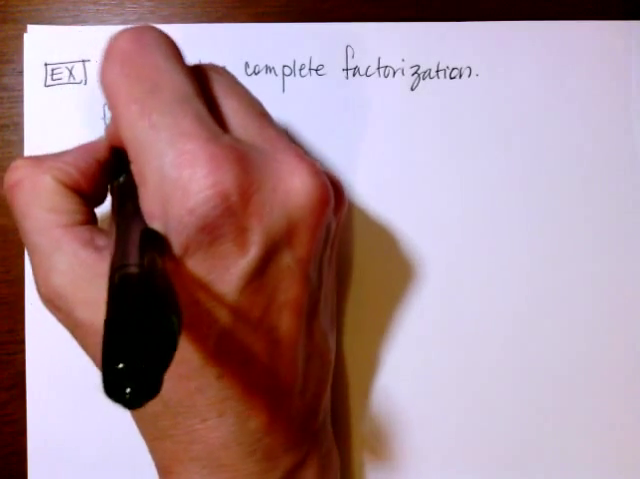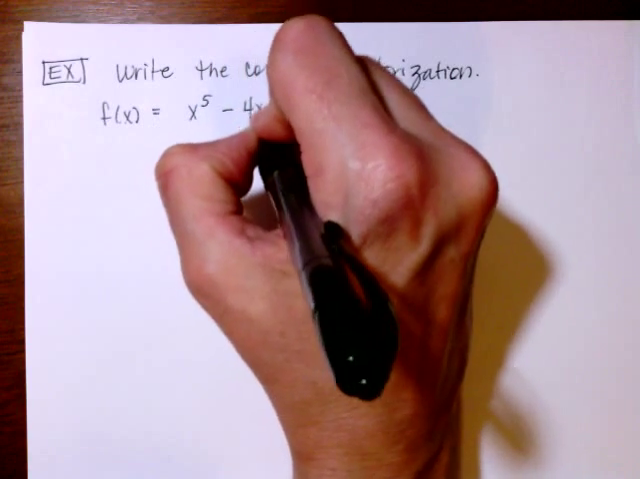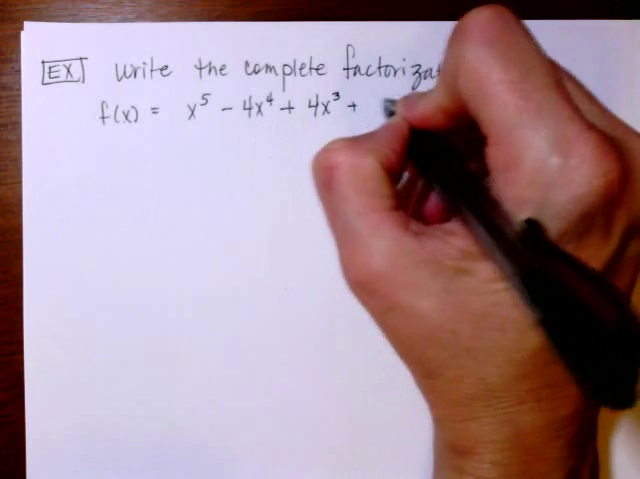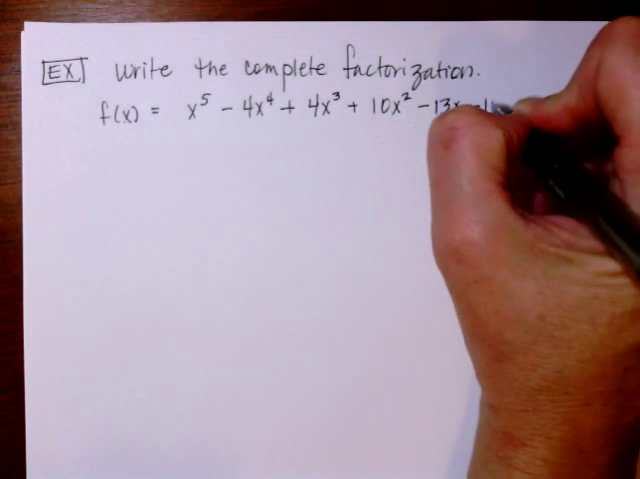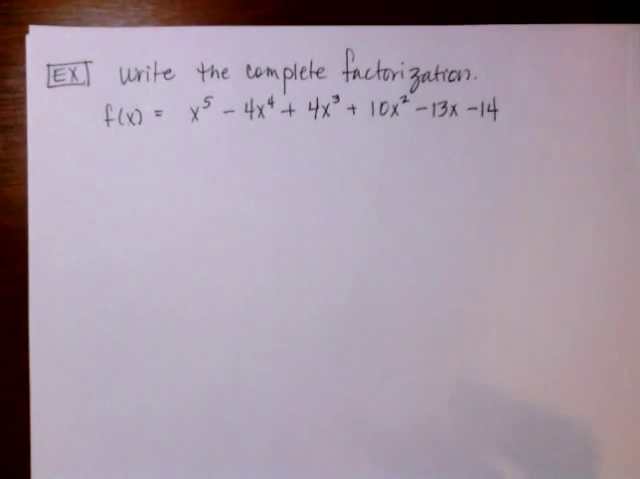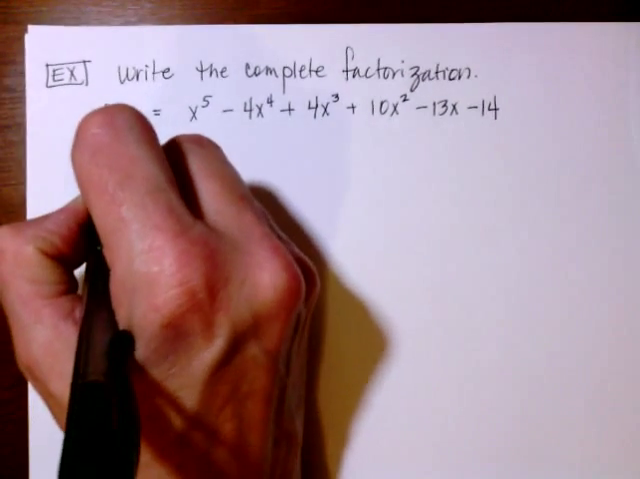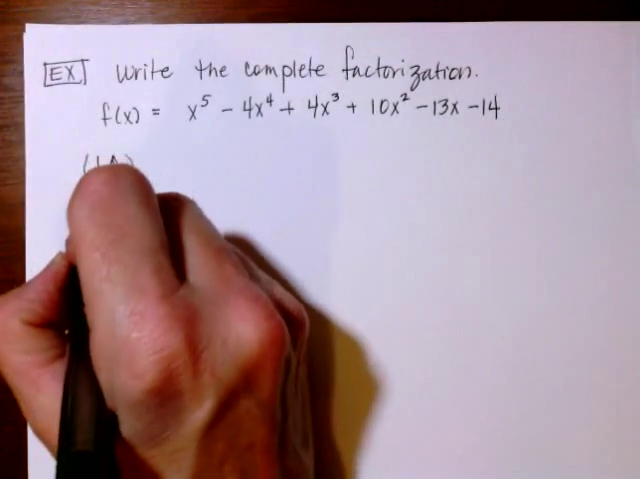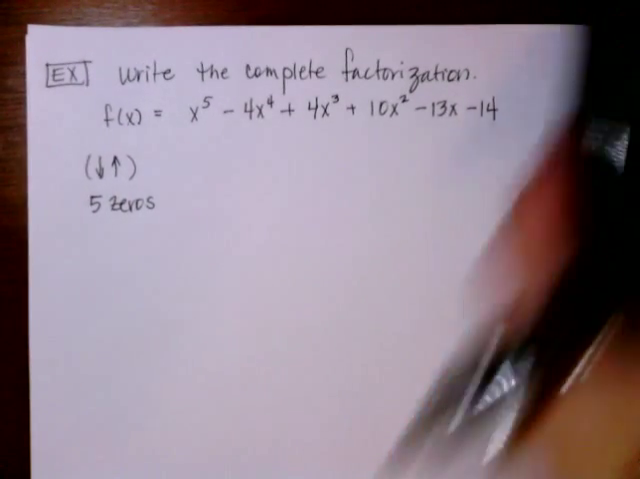So my function is going to be f of x is equal to x to the 5th minus 4x to the 4th plus 4x to the 3rd plus 10x squared minus 13x minus 14. Whew, that's a big one. All right, so a couple of things that I know. This is an odd degree, so that means that my end behavior is basically down and up. Okay. I know that I'm supposed to have 5 zeros. And I'm going to graph this little puppy first.